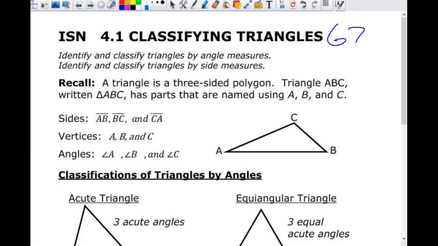All right. Raise your hand if you think a triangle is a three-sided polygon. Raise your hand if you don't think that's the definition. Why do you not think it's the definition? What do you think the definition is? It's a property of a triangle. It's not the definition, though.